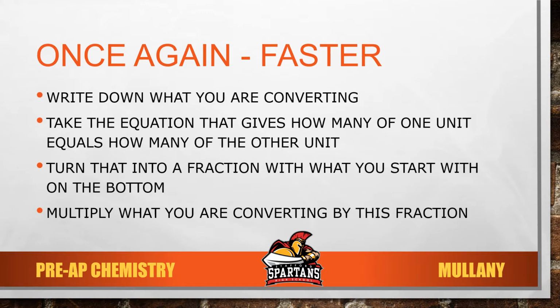So real quick, process. Write down what you're converting. Write it down first, what you've been given. Take the equation that gives you how many of one unit equals how many of the other unit, 1 week equals 7 days, and turn that into a fraction with the unit you start with being put on the bottom. Then multiply what you're converting by this fraction. Pretty simple process.